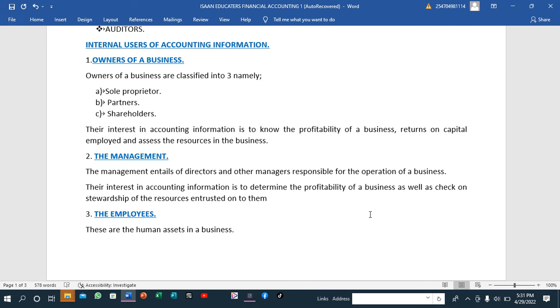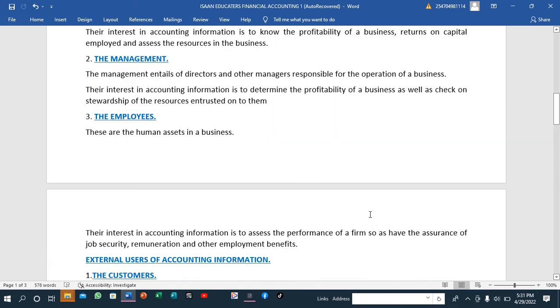That is the management. We also have the employees. So who are the employees? These are the human assets in a business. In a business, we will have various categories of assets.